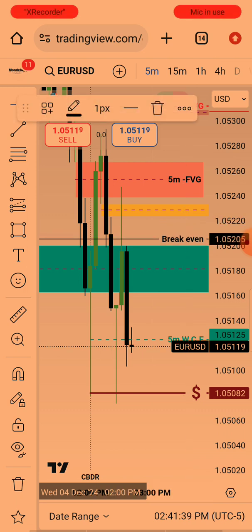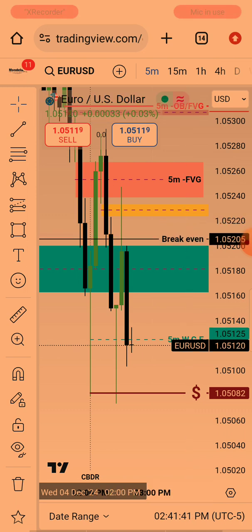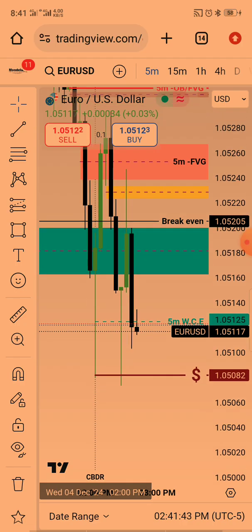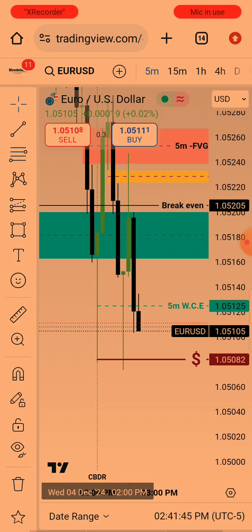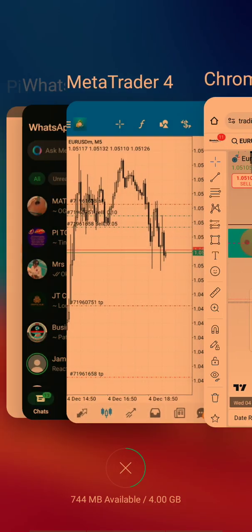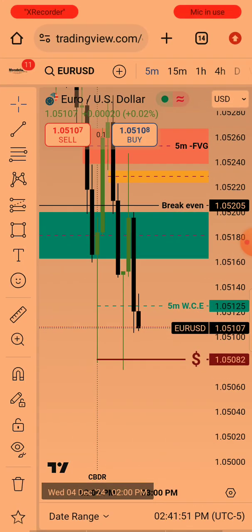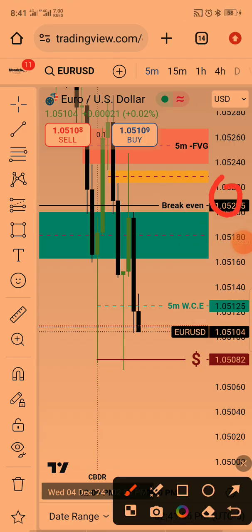Now I am totally out of this risk. Once I move my stop loss here, the risk has been removed. So let me put it there, 1.05205. This is the number I'm talking about. Anytime I'm talking about my stop loss, this number here, you will see it. This black number here, that is the number I'm talking about.